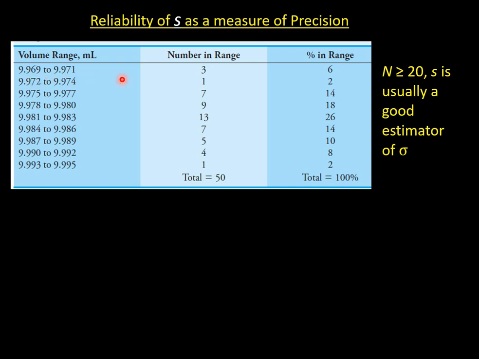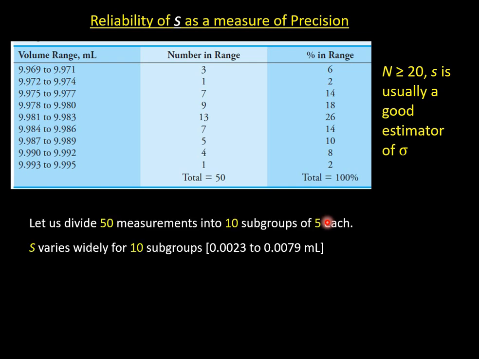For example, we are measuring some volume and we are getting different ranges. 9.969 to 971, 3 such values we have got in this range, 7 values in this range, and so on. The total number of times we have measured is 50, and percentage in range, that is 3 in 50, 1 in 50, and so on, and of course the total percentage is 100%.